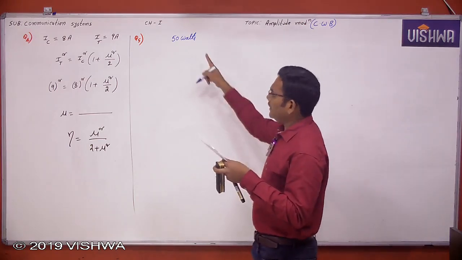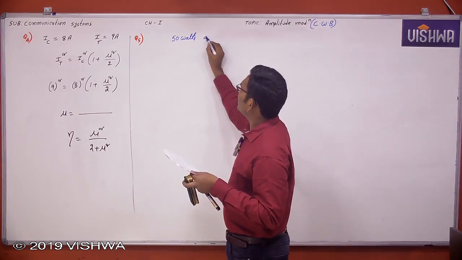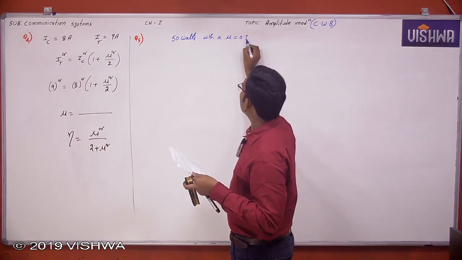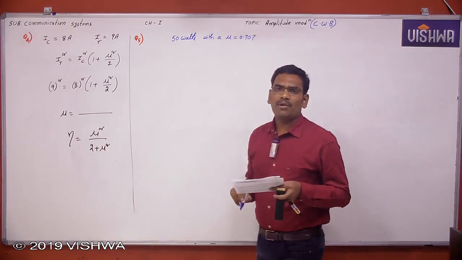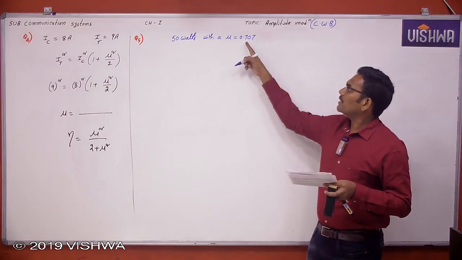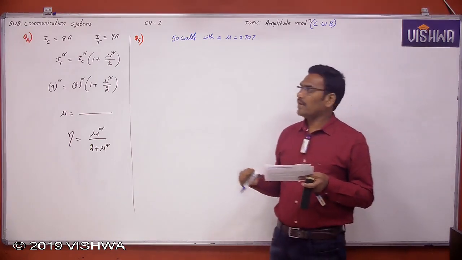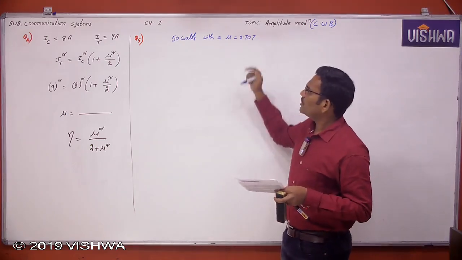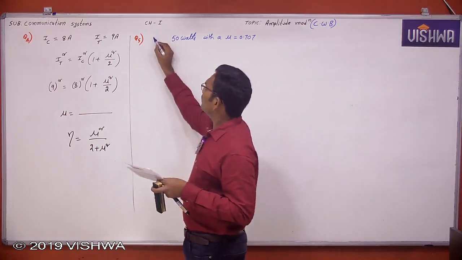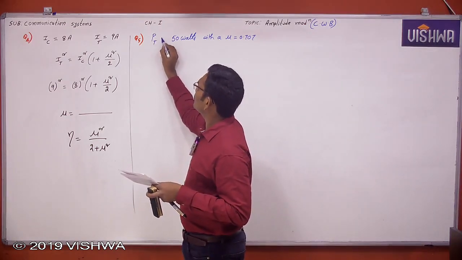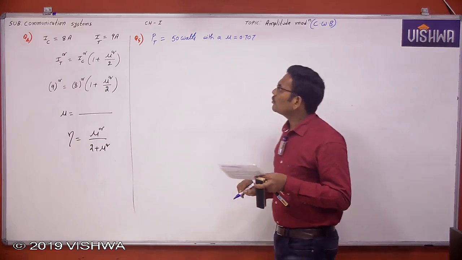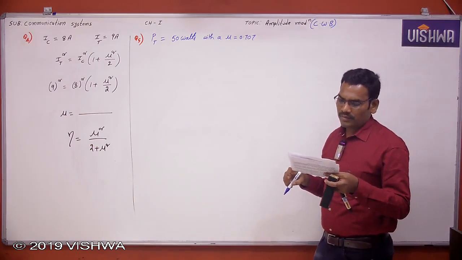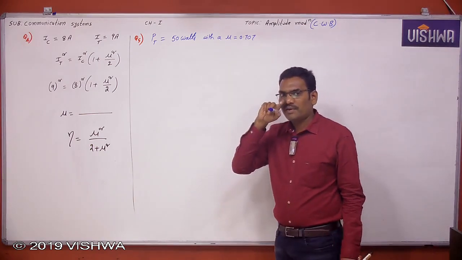An AM transmitter radiates 50 watts with a modulation index of 0.707. Whenever the modulation index is given, if mu is equal to 0 there is no modulation. But if mu is not equal to 0, then modulation is done. Modulation is done means this is the total power. So the total power is 50 watts with a modulation index of 0.707. And he is asking to determine the carrier power and sideband power.